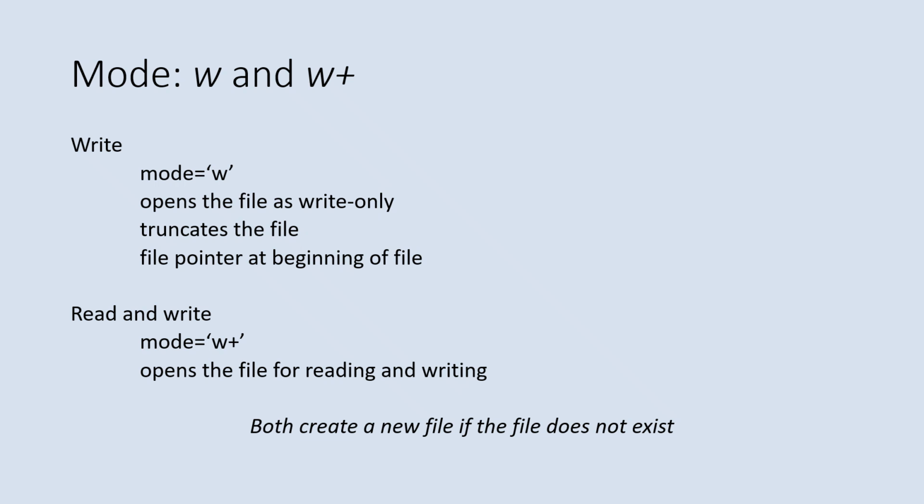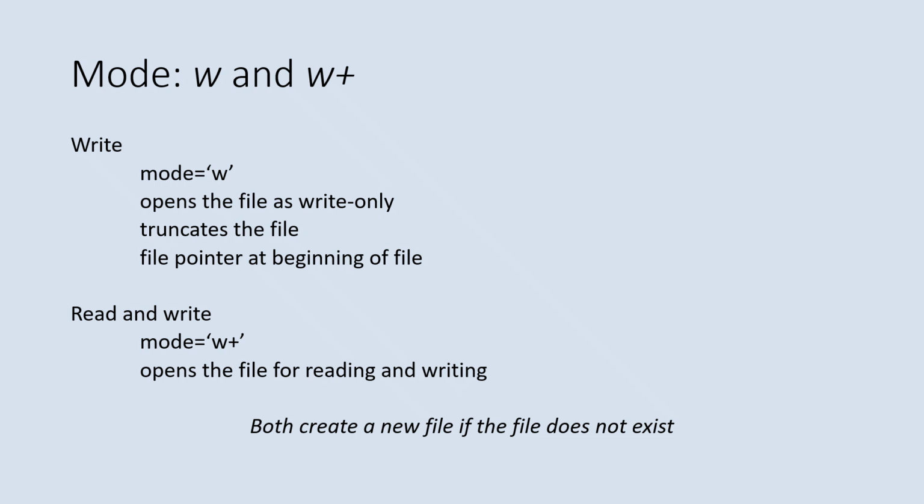Now, both mode W and mode W+ do create a new file if that file does not already exist. So if we give a path to a file and the file doesn't exist and we try to open it in read mode, we get an error. If we open it in W mode, then if that file doesn't already exist, it is created, and then we can start writing to that file.